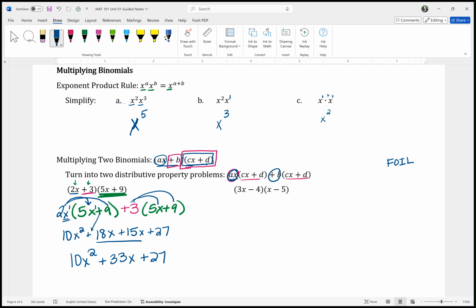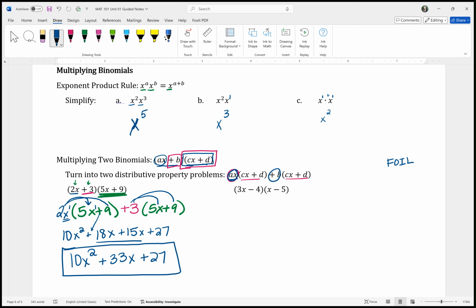Now, again, in previous videos, we were solving, but notice here we have no equal sign. So because of this, this is the answer. You are done. We like that. Okay, so nothing to solve. You were just simplifying there.